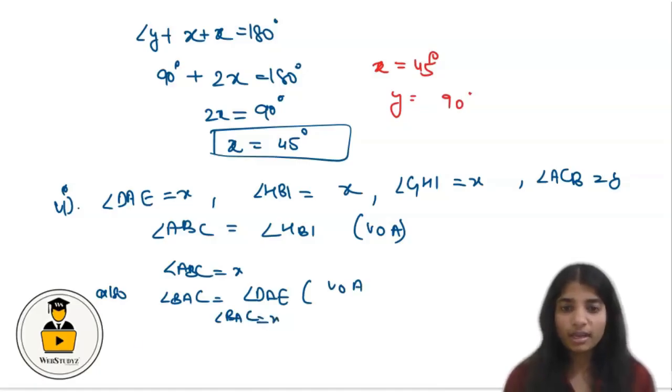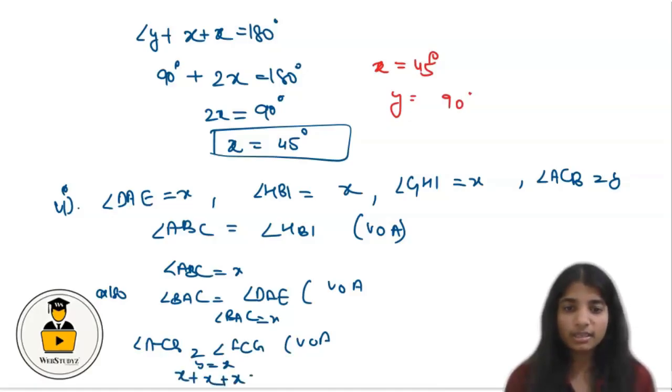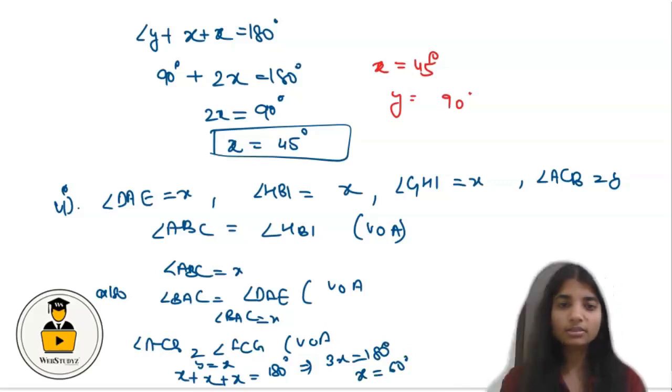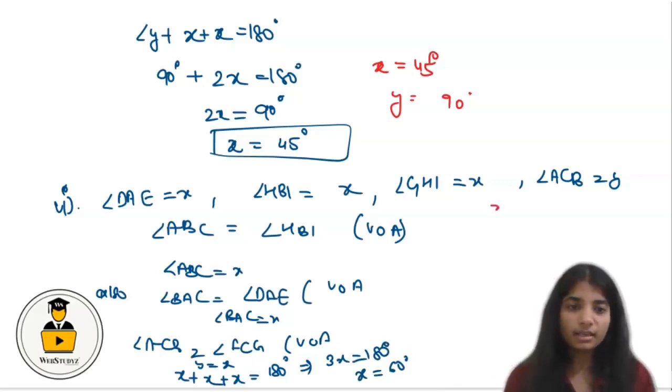In the same way, angle ACB is equal to angle FCG, again vertically opposite angles. So y is equal to x. And we know that the sum of all the angles of a triangle is equal to 180 degrees. So x plus x plus x is equal to 180 degrees. So this is 3x, which is equal to 180 degrees. Solving this, x is equal to 60 degrees and y is equal to x. So we get the value of x, that is equal to 60 degrees, and y, that is equal to 60 degrees. So this is the answer to the given question.